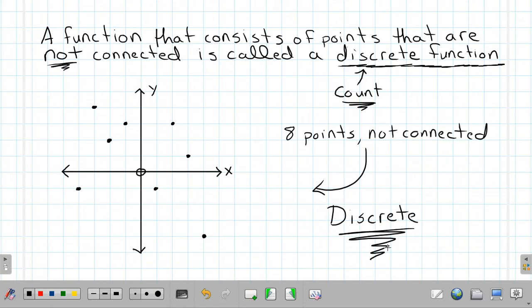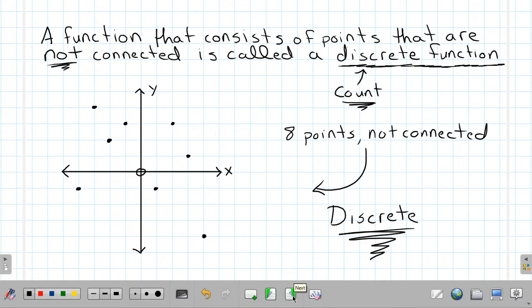So once again, discrete in math means you can count it. And if you can count the points here, so once again, it kind of looks like a scatter plot, where you just have all the points labeled out and nothing's connecting them. This is discrete because, once again, we can count the number of points that are on this graph, okay?